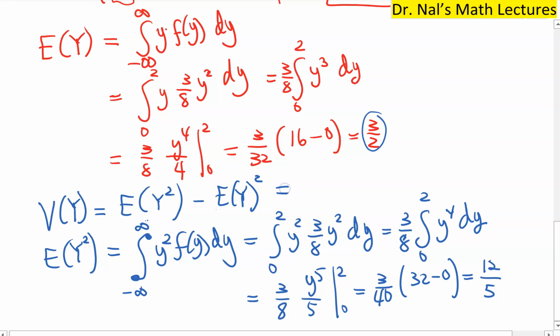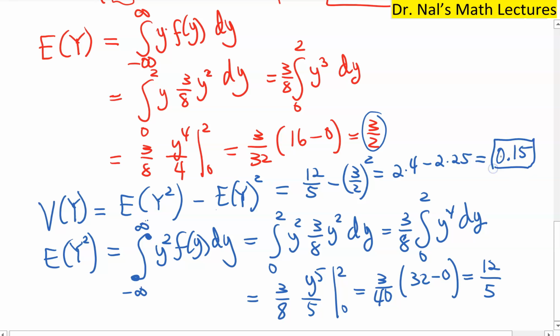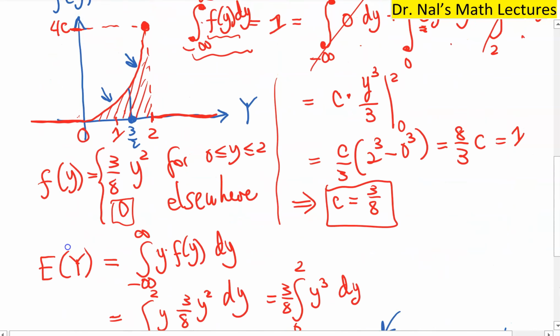Now we can plug it in here. So we have 12 over 5 minus 3 halves squared. 12 over 5 is just 2.4, minus 1.5 squared is just 2.25. The difference will be just 0.15, which is the variance of this continuous random variable. And like we said, this is the mean, or the expected value, the average, and this one is the variance. Hopefully this was kind of informative.